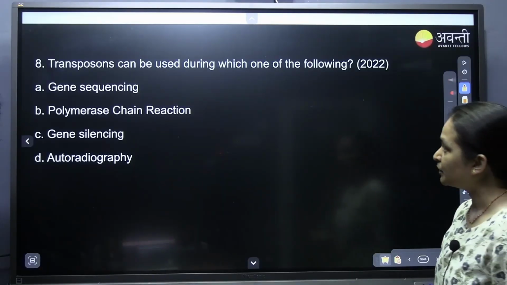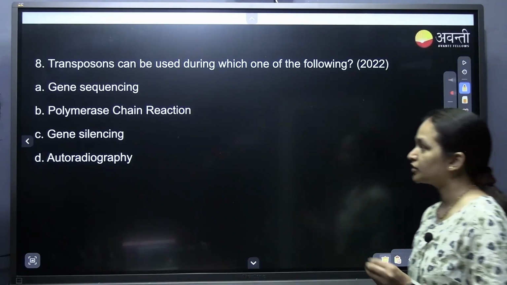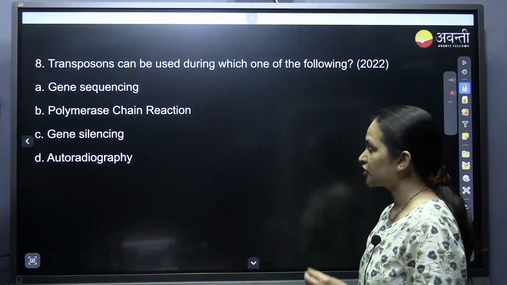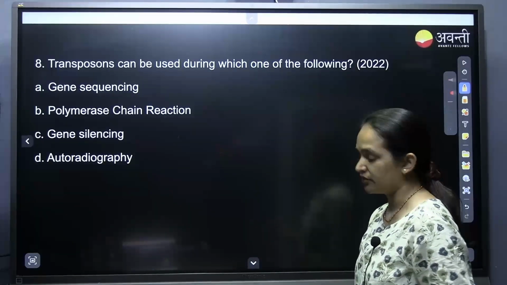Transposomes can be used during which of the following? Is it during gene sequencing, polymerase chain reaction, gene silencing, or autoradiography?